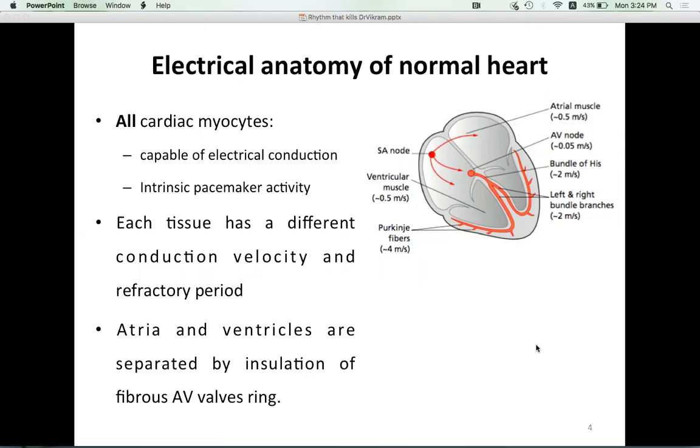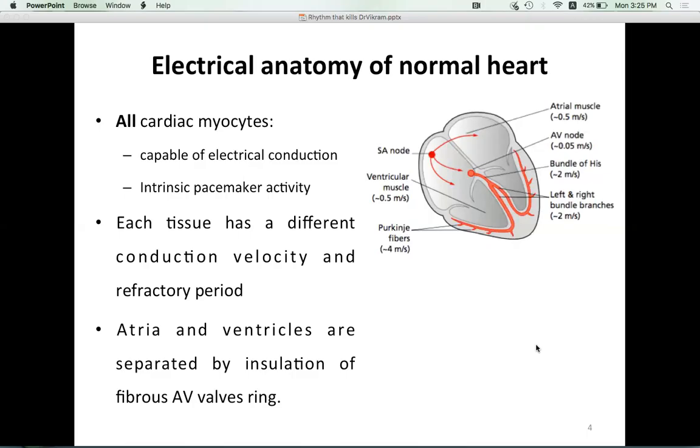Second point to note down here is that each tissue has a different conduction velocity and a refractory period. You can notice in this diagram that while AV node has slowest conduction velocity, on the other hand, Purkinje fibers have the highest conduction velocity of 4 meters per second. Last point to note down here is that atria and ventricles are separated by an insulation of fibrous AV valve rings. So the only connection between atria and ventricle is through AV node.